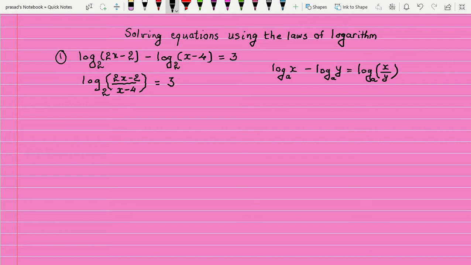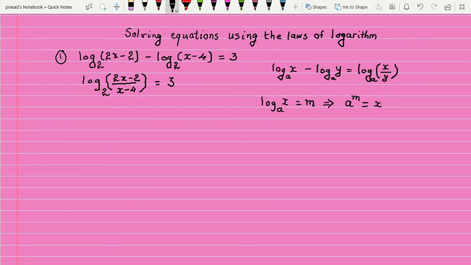Now, when we have seen the definition of logarithm, suppose you have log of x to base a is equal to say m. How will you change this to index form? Tell me. Yes, in the index form, the base will be a, the index or the power will be m, and the value will be x.